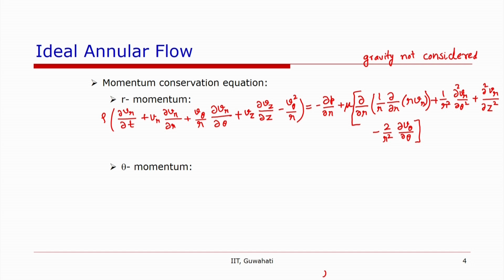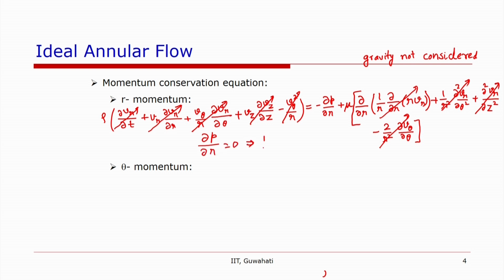So now we can neglect, or strike out, the terms which are not relevant. This is at steady state, so this term will be 0. Vr is 0, so this term is 0. V theta is 0, so this is 0. Del Vz over del z is 0, so this is also 0. And V theta is 0, so this is 0. Because Vr is 0, this term is 0. This is again 0 because of Vr, same. And this is because V theta is 0. So what we have is del P over del r is equal to 0.